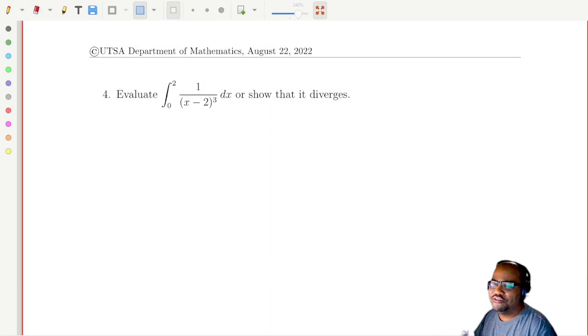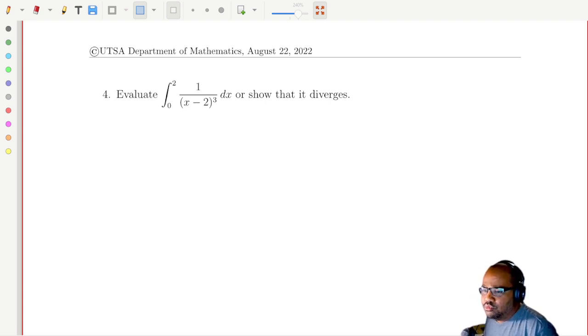So we have an integral here: the integral from 0 to 2 of 1 over (x minus 2) cubed dx. We want to evaluate this or show that it diverges. Remember, we say that the improper integral is divergent if, once we take the limit, it is infinity or minus infinity. Otherwise, we say it's convergent, and we assign it the value of the limit.